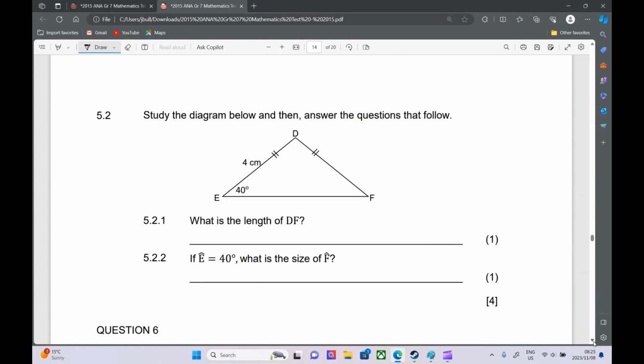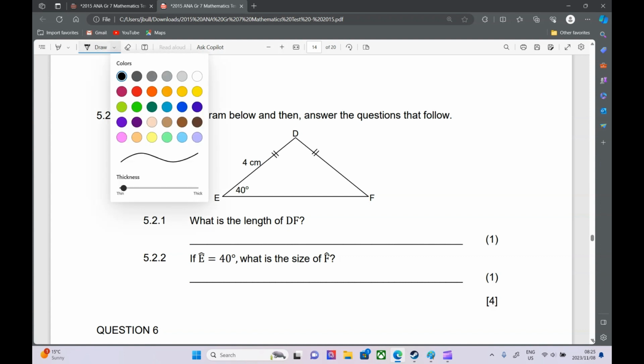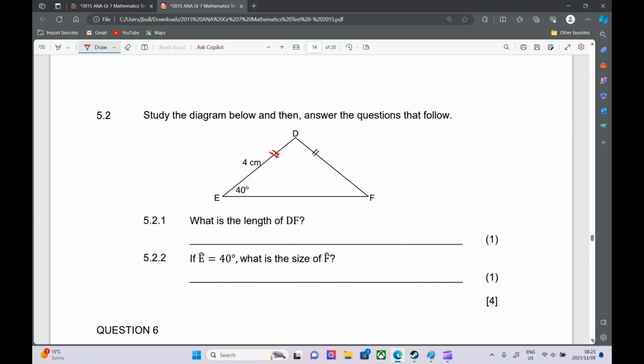Okay, study the diagram below and then answer the questions that follow. What is the length of DF? First of all, let's just see what they've given us. They have told us here that these two sides are equal. So if this side is 4 centimeters, that means this side is also 4 centimeters. So if we want DF, that length is 4 centimeters. And the other thing that these marks tell us is that if they're equal sides, you can imagine a little arrow, equal sides means these angles at the bottom are also equal. So if this one is 40, then this one is also 40 because these arrows point at them. So if E is 40, the size of F is also 40 degrees.